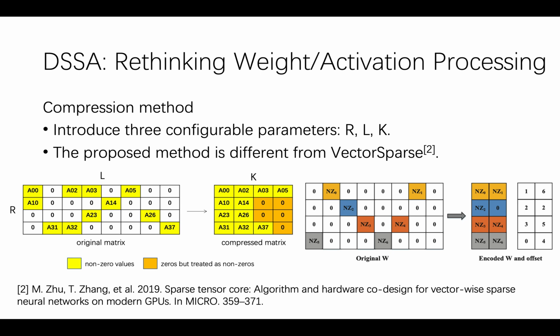Note that our method is different from vector sparse, which is proposed in the paper Sparse Tensor Core. Vector sparse used a structured pruning method to set K, which is L divided by 4, while in our method, K is determined by the non-zero element distribution in R rows.